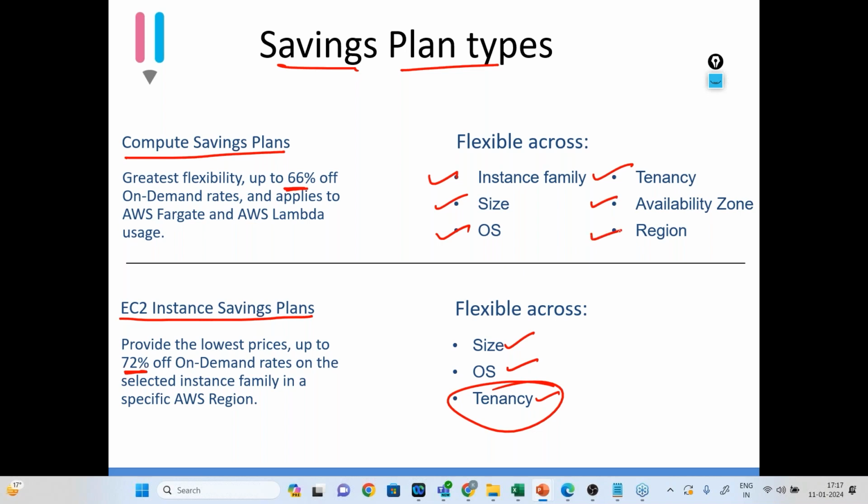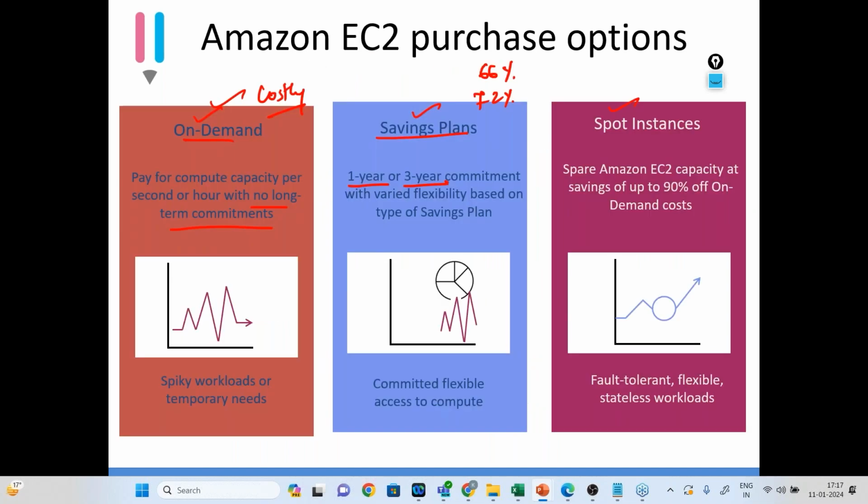You want to change region. Hey, Parul, hey, AWS, we want to move from Mumbai to Hyderabad. We want to change from Mumbai to Singapore. Yeah, you can. So this is where savings plan can help you. So savings plans come in two flavors.